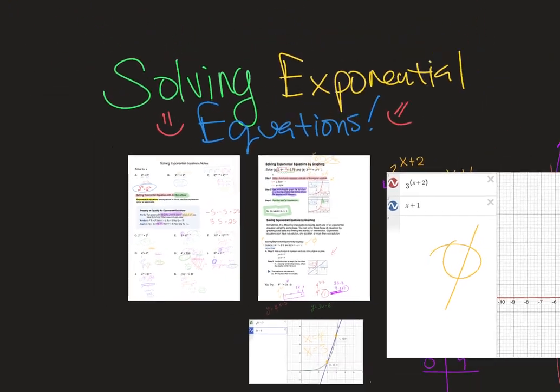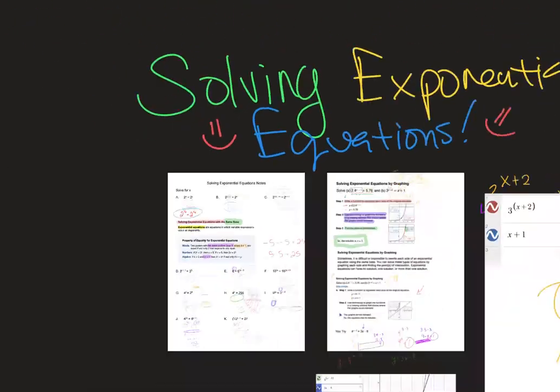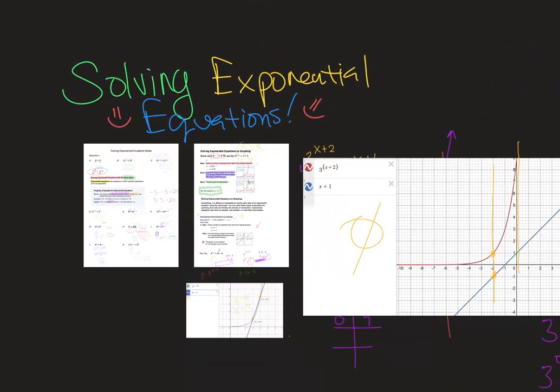If you didn't, oh well. You have a big ideas assignment over this stuff, over solving exponential equations. Let me know what questions you have. I'll see you later.